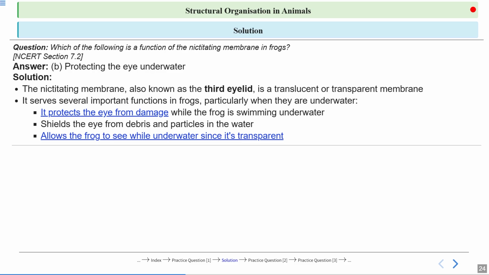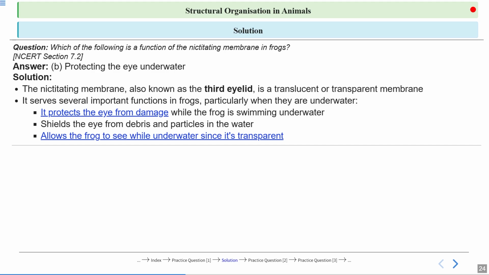It serves several important functions in frogs, particularly when they are underwater. What function does it perform when the frog is underwater? Let us see that. It protects the eye from damage while the frog is swimming underwater. So with the water, it is protecting its eye. It shields the eye from debris and particles in the water. In the water, there could be many dust particles, any debris can be there. So it protects its eye from that.